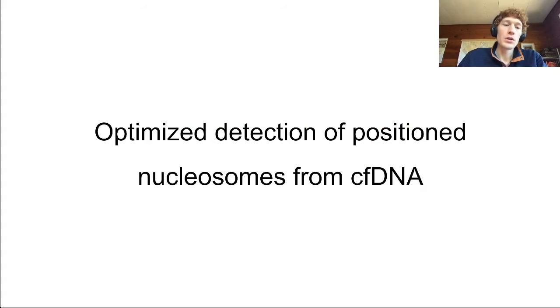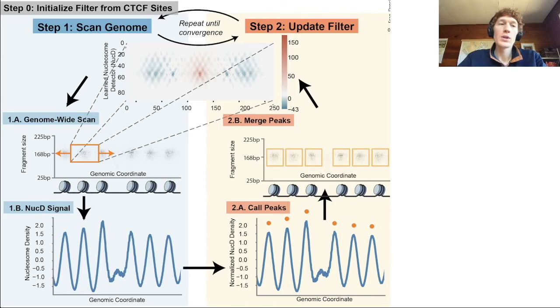So the first thing we wanted to do was see if we could train an optimized detector of nucleosome occupancy from cell-free DNA alignment matrices. We designed a two-step alternating EM-like optimization procedure, which we call the NucD, or nucleosome detector. It works by initializing the filter from nucleosomes that are extracted from CTCF sites, since they're sources of well-positioned nucleosomes.